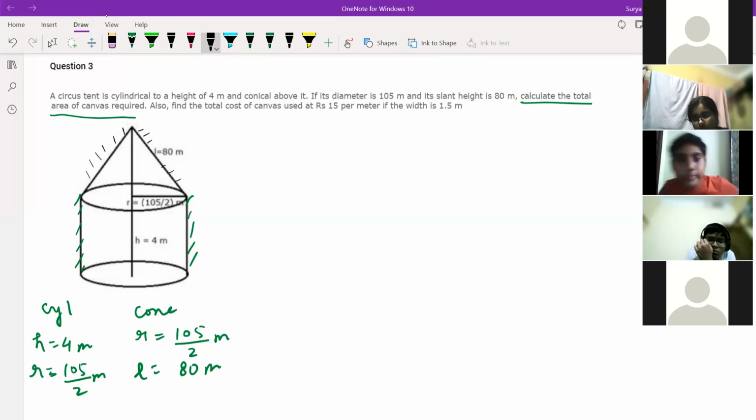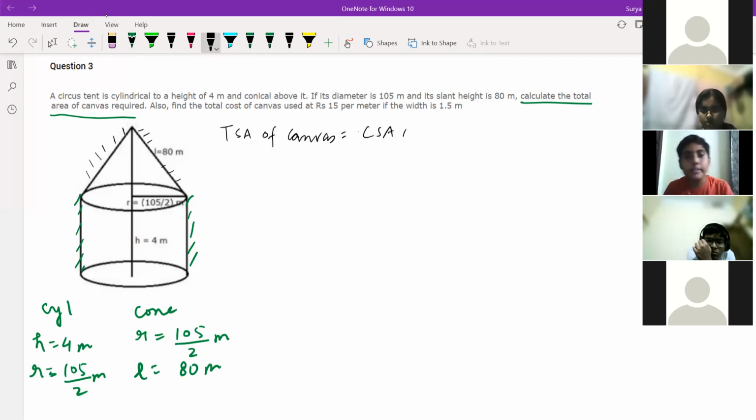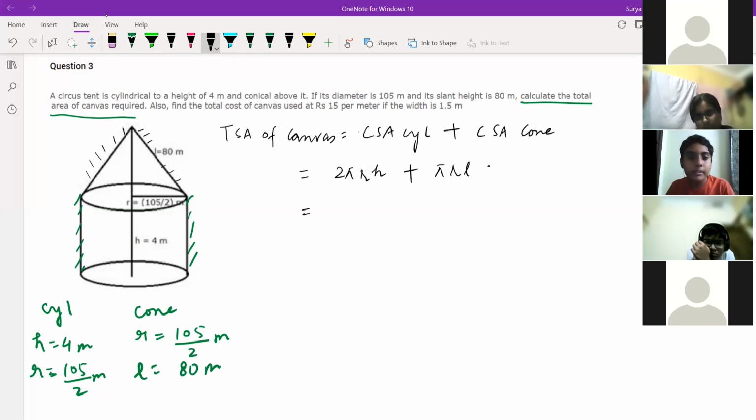So total surface area of canvas is equal to what we can write? CSA of cylinder plus CSA of cone. Very nice. So we'll write here 2 pi r h plus CSA of cone is pi r l. So see, pi and r is same for both. So we are not going to write r1, r2 over here because radius is same, right? So pi r we can take common, and in bracket we can write 2h plus l.